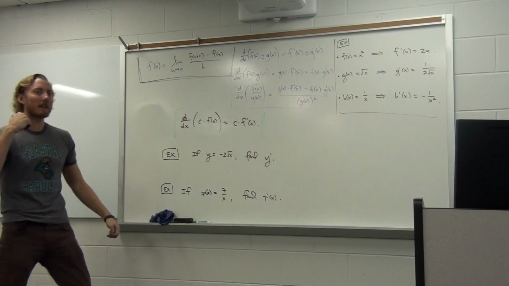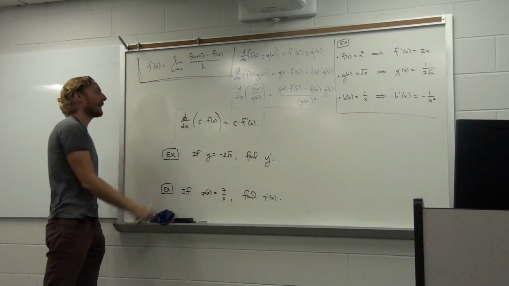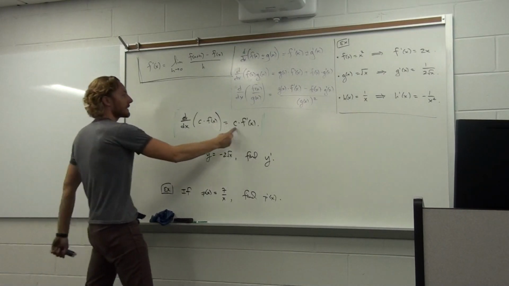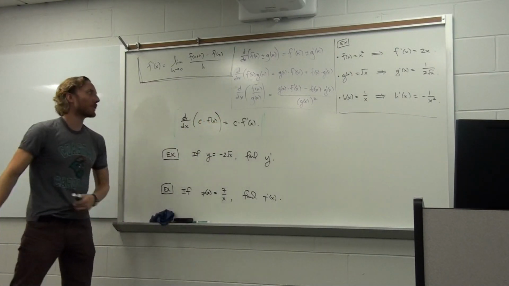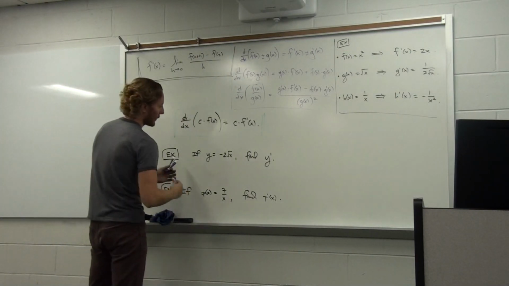Now we've just got a rule that we can apply, and anytime you have a function which is a constant times something involving x, the constant is going to be unaffected by the derivative, and the only thing affected by the derivative is the part involving x, which works out in some sense really nicely.